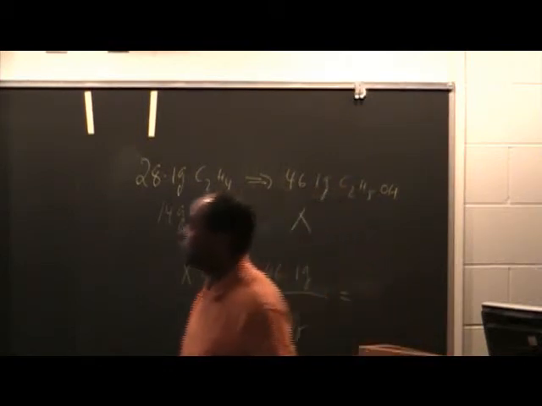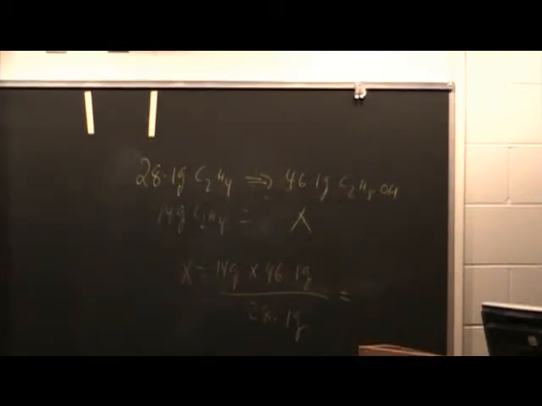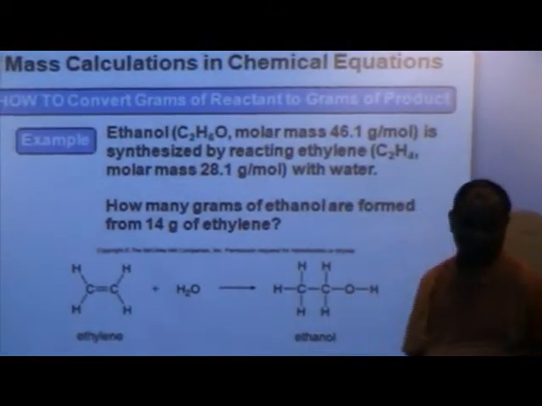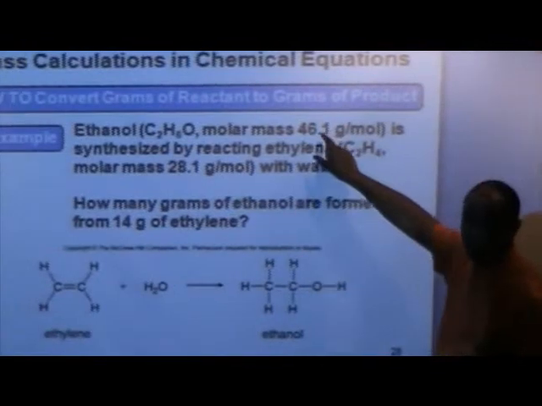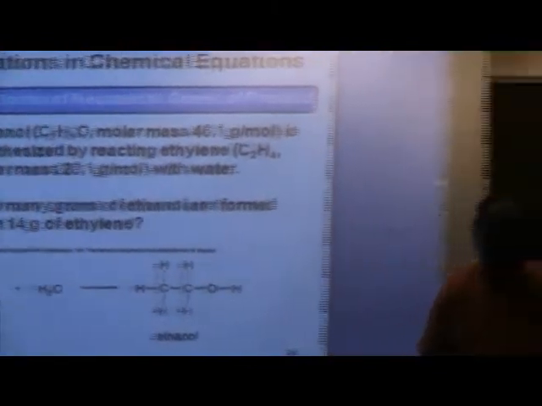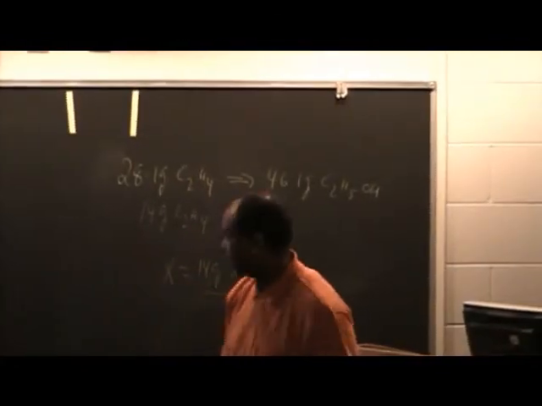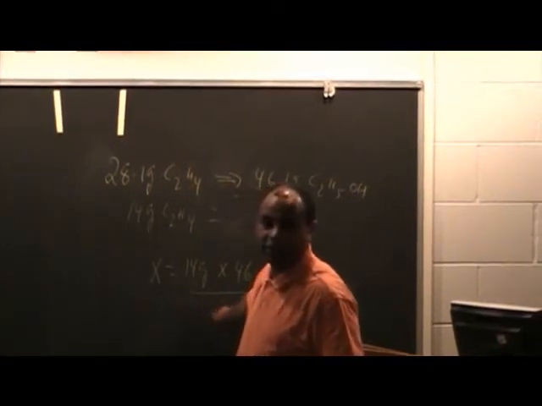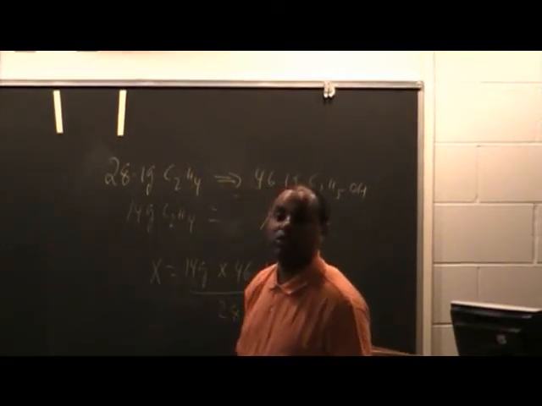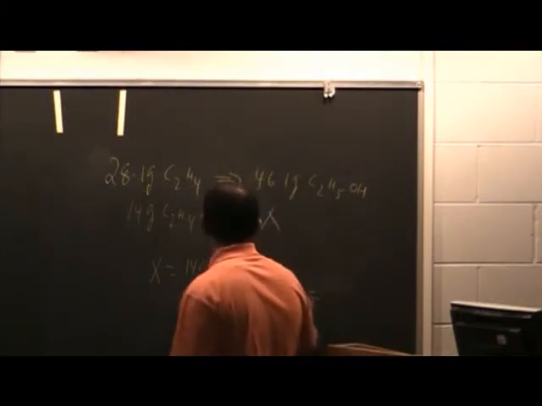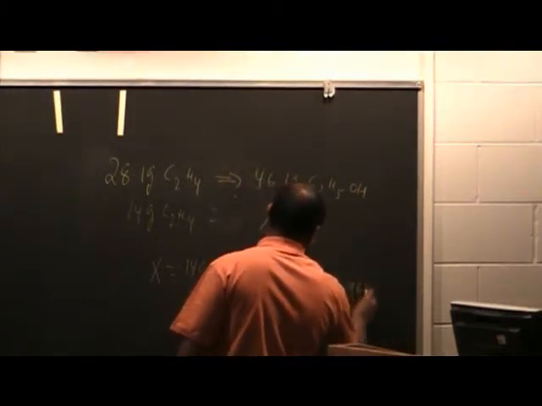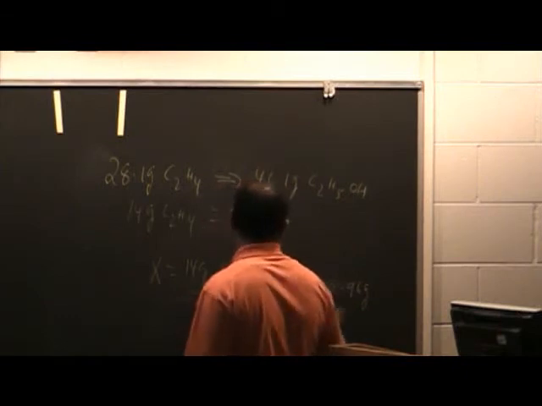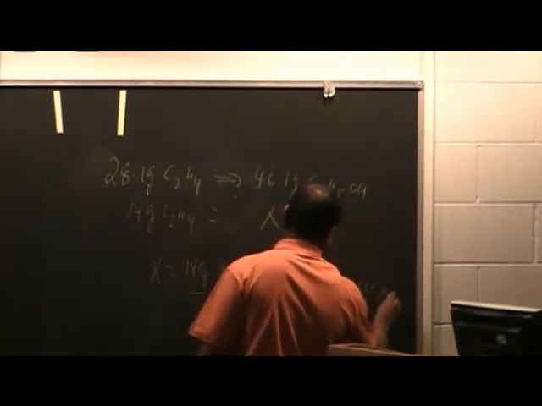Of course gram per mole is different from grams. Because this means 1 mole of ethanol is 46.1 grams. This means 1 mole of ethylene is 28.1 grams. But we don't know the amount here, it's just 14 grams. This is a value per mole. So what's X here? 22.96. 22.96 grams of what? Ethanol.